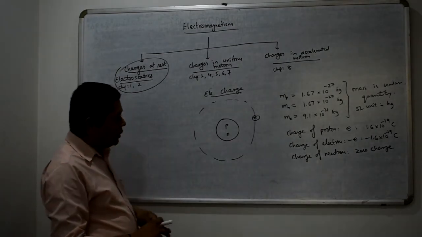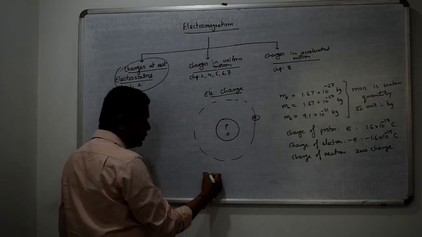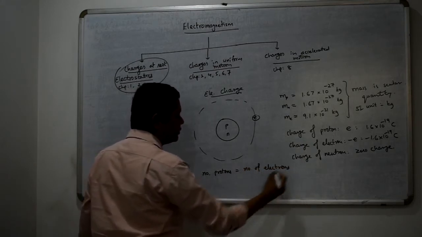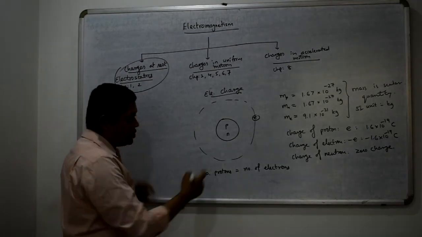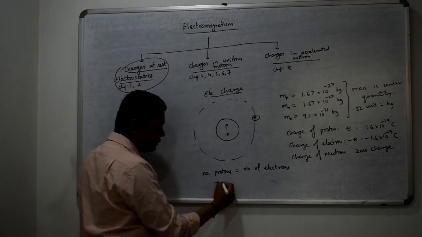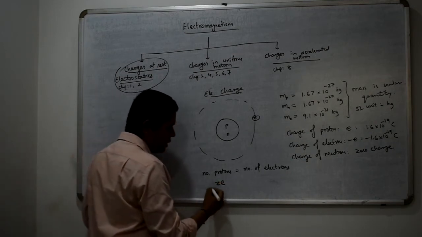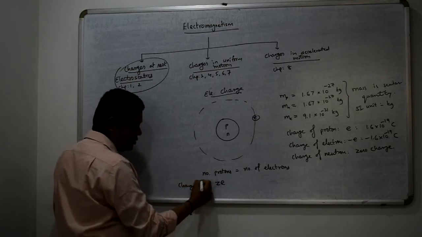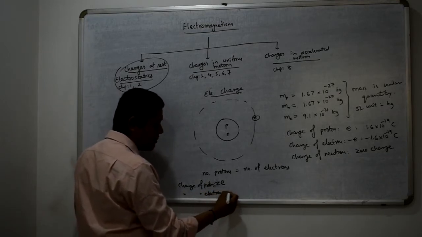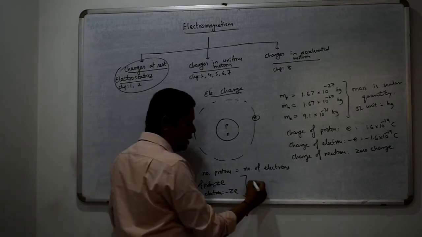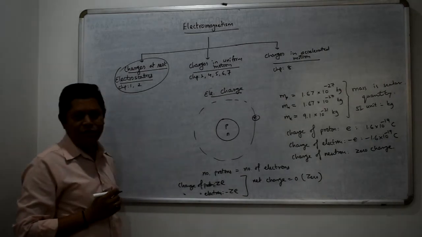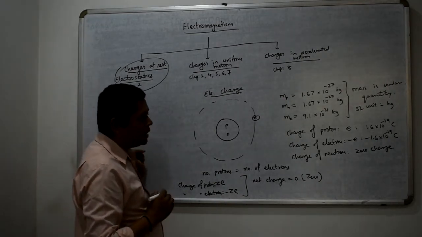Now, in any atom, the number of protons is always equal to the number of electrons. So if you calculate the charge of protons and electrons, let the atom have Z number of protons. The charge of the protons is plus Z, and the charge of the electrons is minus Z. If you add this, the net charge will be zero. It means that the atom is electrically neutral.